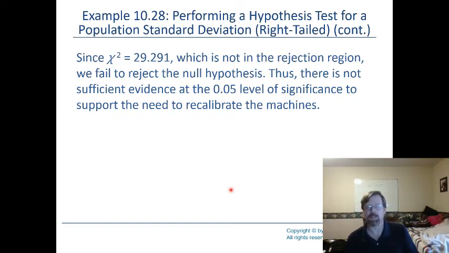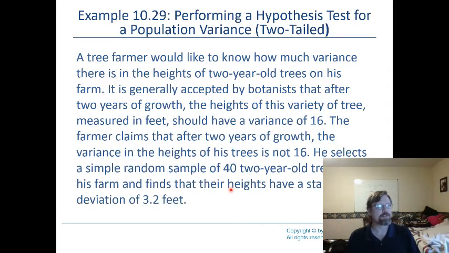Okay, so let's look at a two-tailed test. We have a tree farmer who wants to know how much variance there is in the heights of 2-year-old trees on his farm. So he's probably growing Christmas trees. That's generally accepted by botanists that after 2 years of growth, the heights of this variety of tree measured in feet should have a variance of 16. Okay, those are not Christmas trees. Must be fast-growing poplars or something.